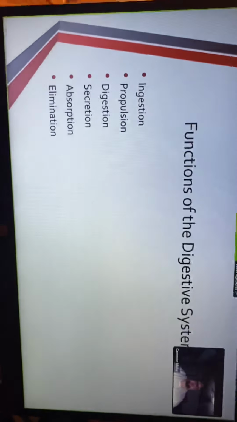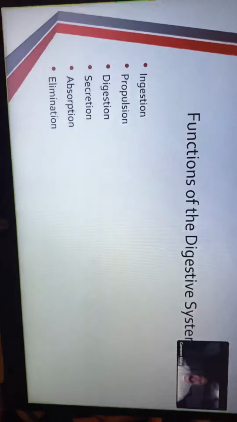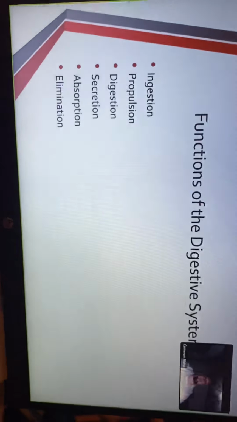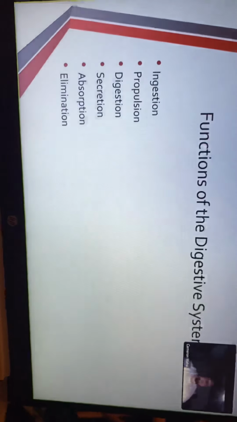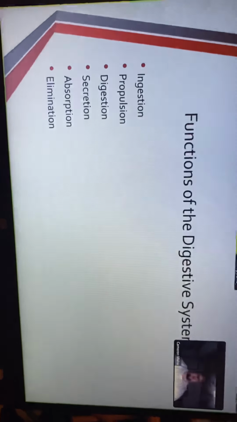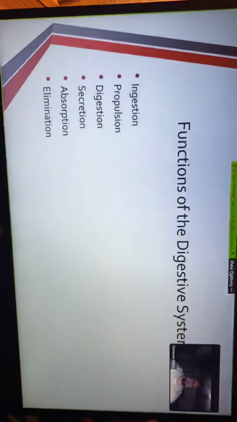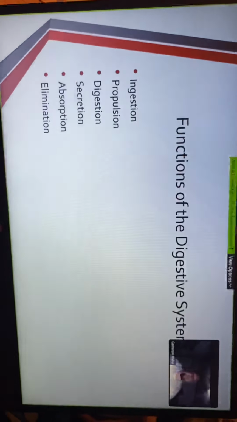So next, we're going to talk about the 6 functions of the digestive system. The first function is ingestion. This is the intake of your food. So this is when we eat the food. It will go in our mouth, we'll start chewing, and then it'll start the actual breaking down process of the food.